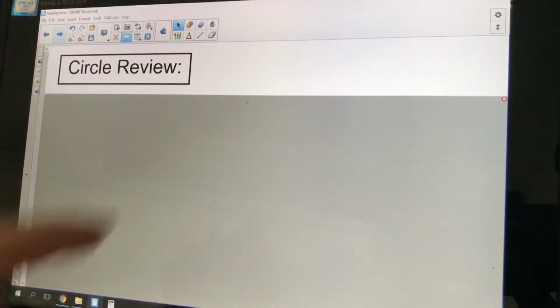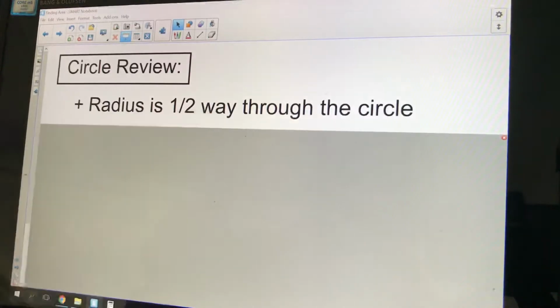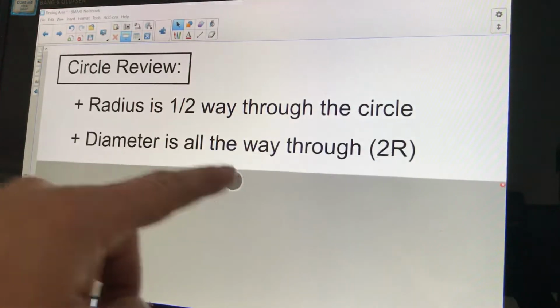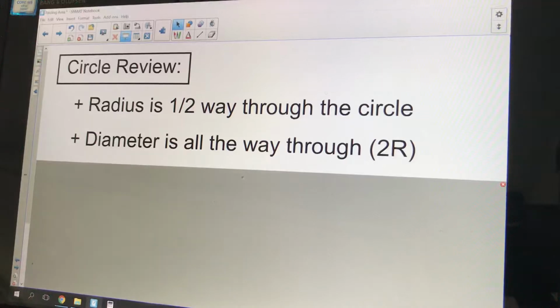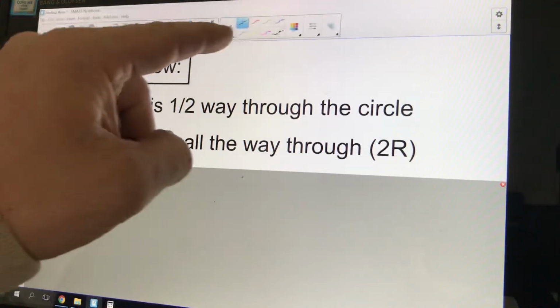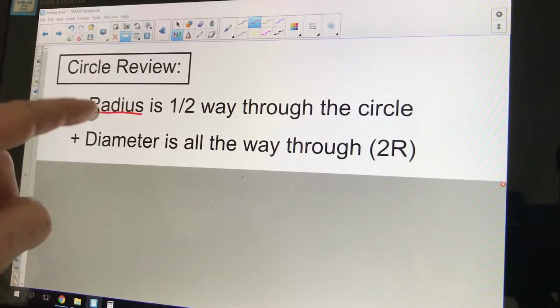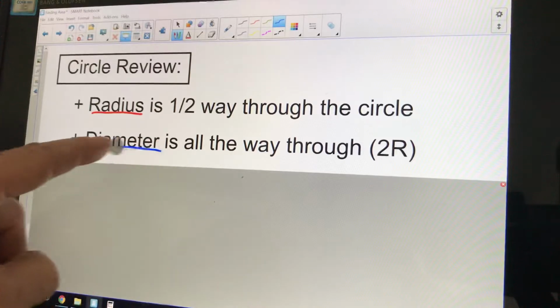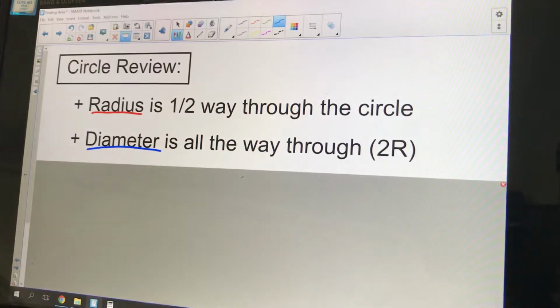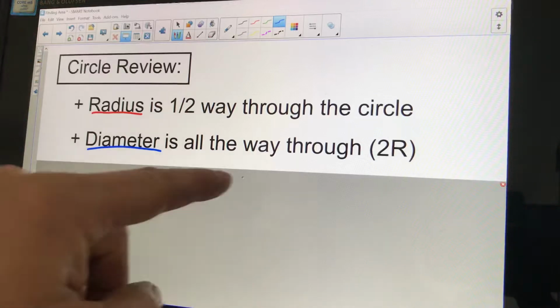So what have we already learned about circles? Well, one of the first things we learned is that the radius is halfway through the circle, from the edge to the center. And the diameter is all the way through, okay? I had a tip given to me a long time ago saying that the radius is a shorter word than the word diameter, and that's one way you can remember it.